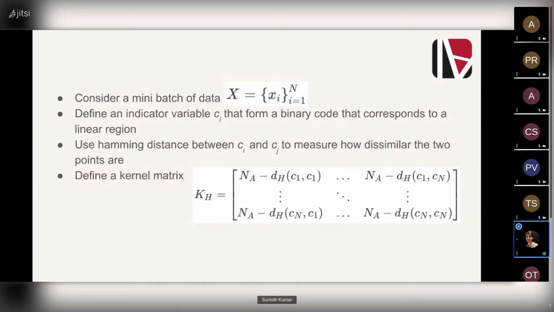Now, the correspondence between the binary codes can be calculated by kh, which is the kernel matrix, and na as the number of ReLU activations in the network. And you can see the kernel matrix here.